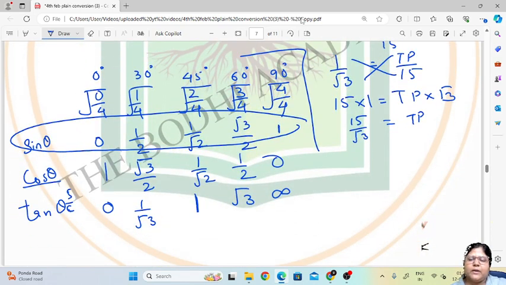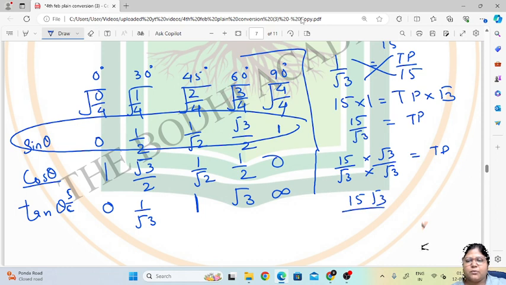Now here what we can do, we can rationalize. Last year in the 9th standard we have learned how to rationalize. We don't keep the denominators of any fraction with the roots. So we rationalize this way. So you get 15 root 3. What is root 3 into root 3? That is 3. So you can cancel this. You get 5 root 3.